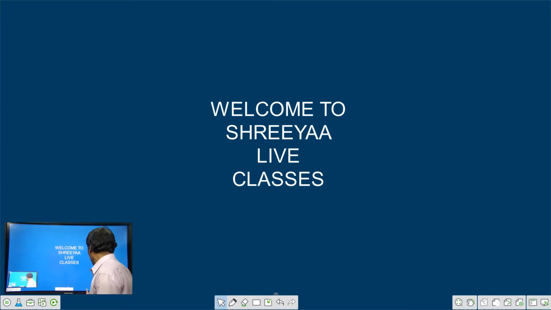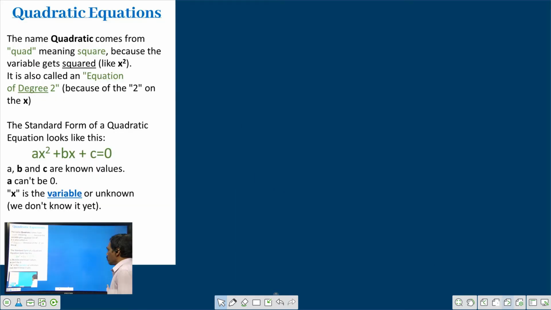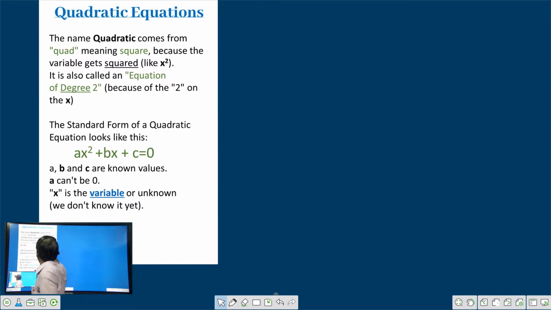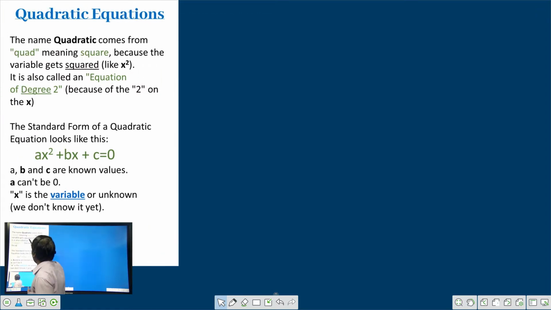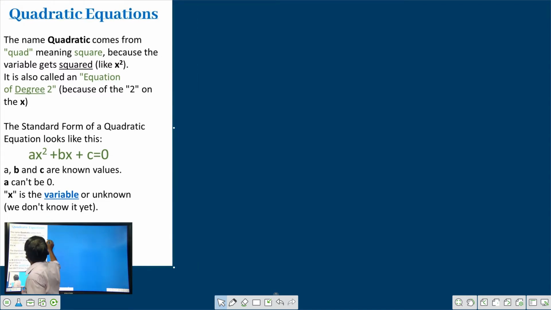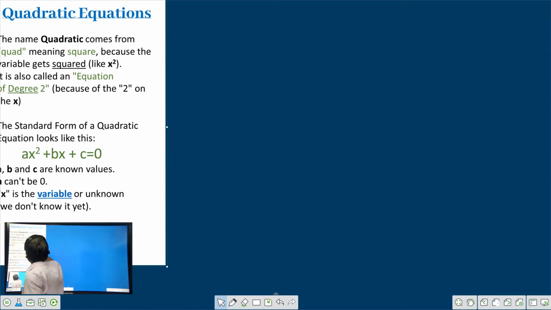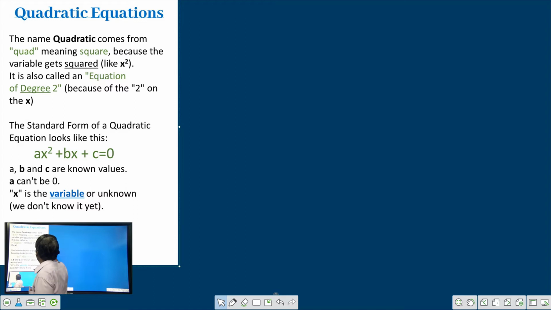Today we are going to discuss the chapter named quadratic equation. So what do you mean by a quadratic equation? The name quadratic comes from quad. Quad means square, because the variable gets squared here. What is the variable here? X. So x is raised to 2.